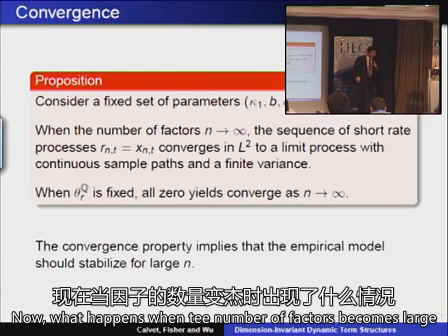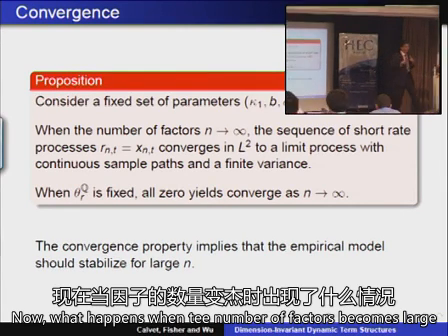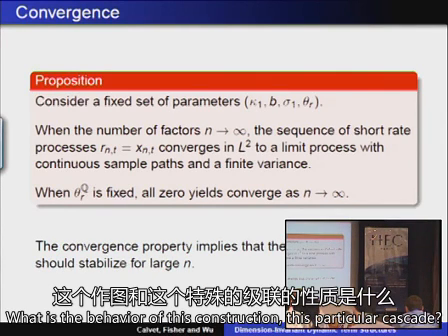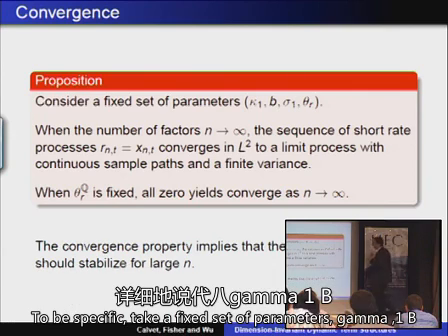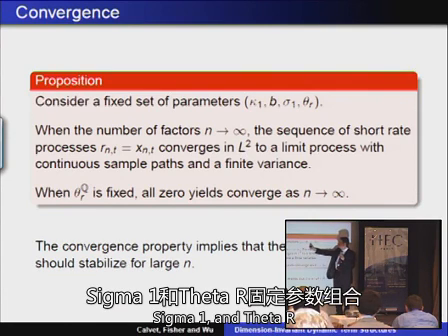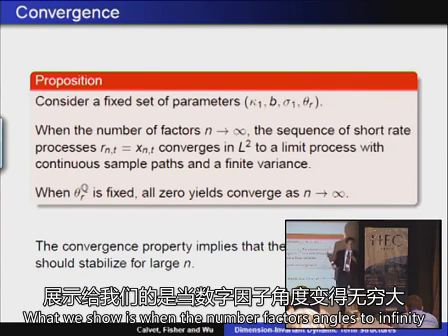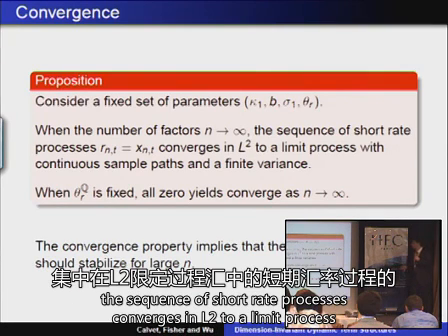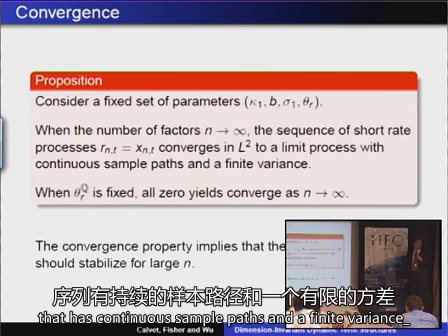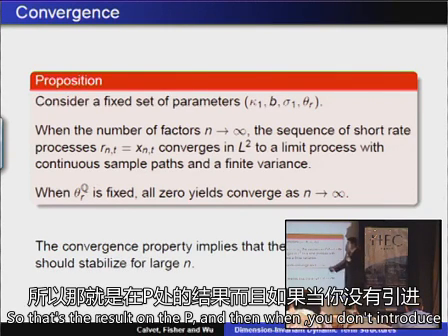Now, what happens when the number of factors becomes large? What is the behavior of this construction, this particular cascade? Well, to be specific, take a fixed set of parameters, gamma 1b, sigma 1, and theta r. What we show is when the number of factors n goes to infinity, the sequence of short rate processes converges in L2 to a limit process that has continuous sample paths and a finite variance. So that's the result under P.